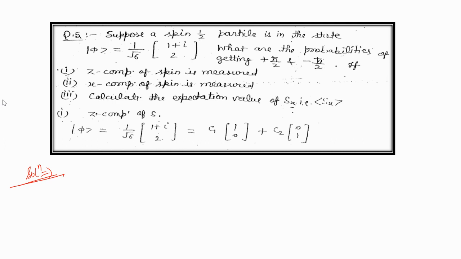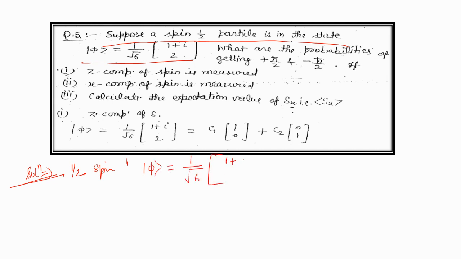So yes, now I'm reading this question. Suppose a spin half particle is in the state this. There is some spin half particle. So this particle is in state this. What are the probabilities of getting h cross by 2 and minus h cross by 2?